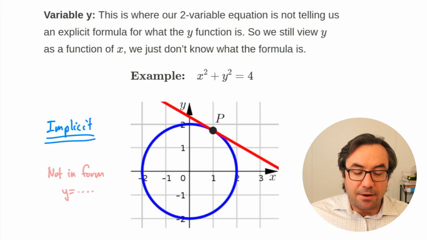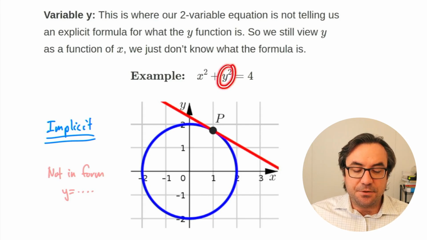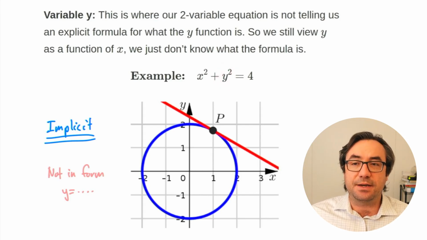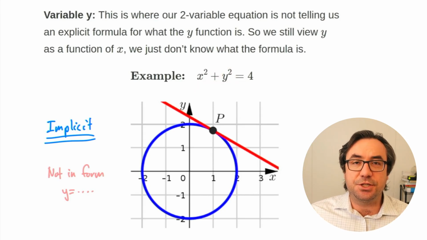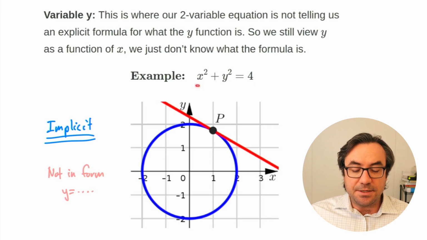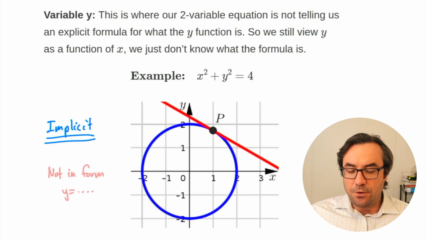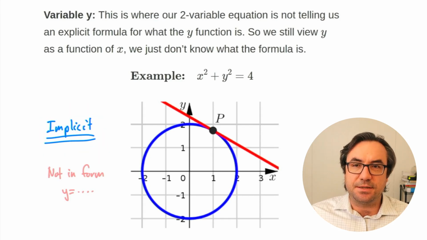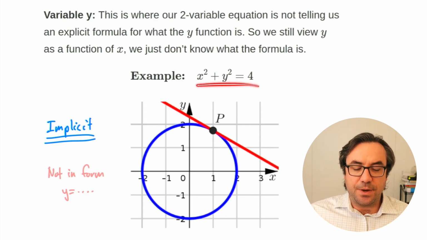It's literally not written as y equal to some stuff. We have x squared plus y squared equal to 4, but we could still view y as a function of x. This equation gives us a relationship between x and y, but it doesn't tell us what the formula is. So it's implicit. It's kind of hidden inside this equation what the formula is.